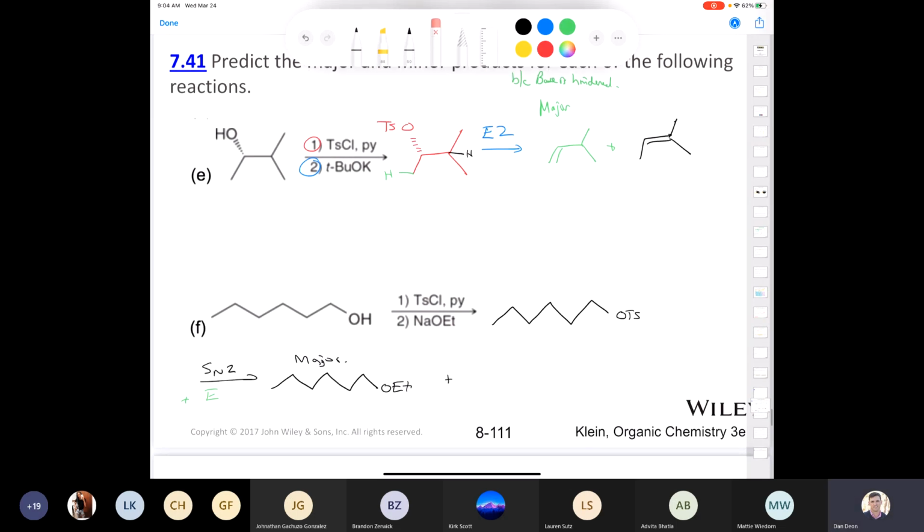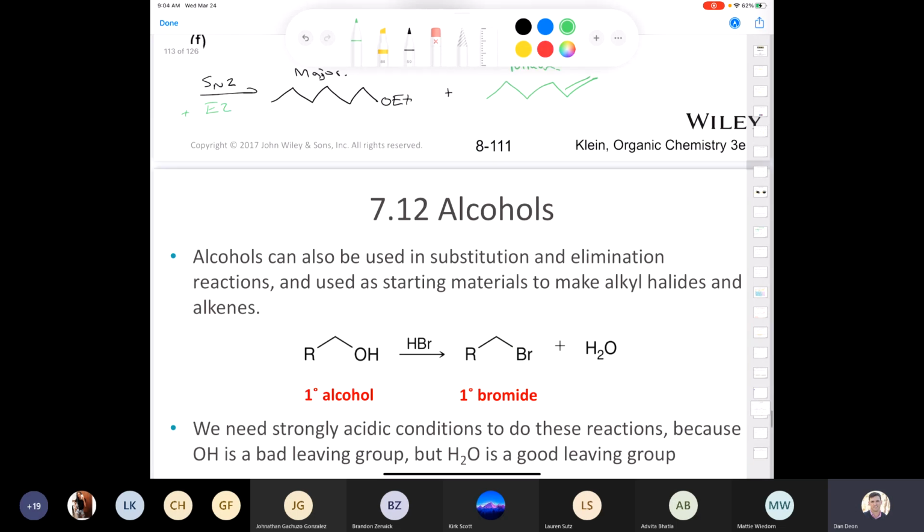And this is not an E1, this is an E2 mechanism. Just so much content to cover here. 1, 2, 3, 4, 6, like that. And that is going to be our minor product, the product from elimination.